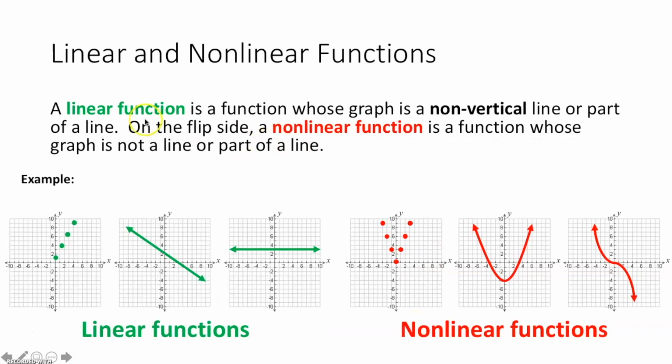Now let's get into linear and nonlinear functions a little bit more. A linear function is a function whose graph is a non-vertical line or part of a line. On the flip side, a nonlinear function is a function whose graph is not a line or part of a line. So here you can see our linear functions form lines or parts of lines. Our nonlinear functions do not form straight lines. They are more curves or crooked lines or V's or S's. They are nonlinear functions. Linear, nonlinear, makes sense, right? Linear forms a line. Nonlinear does not.